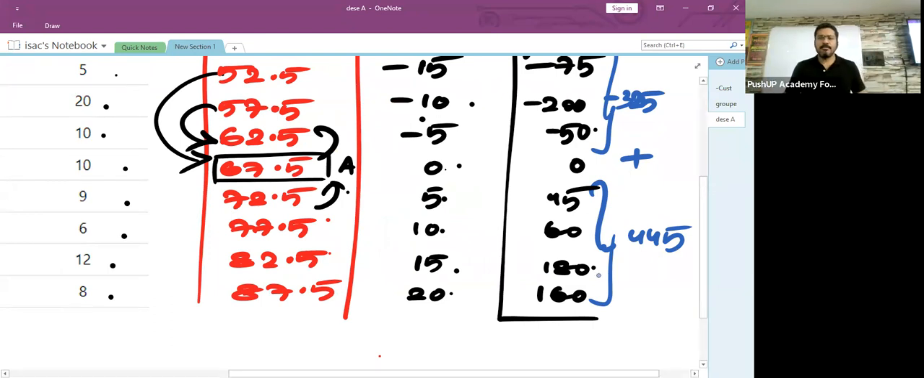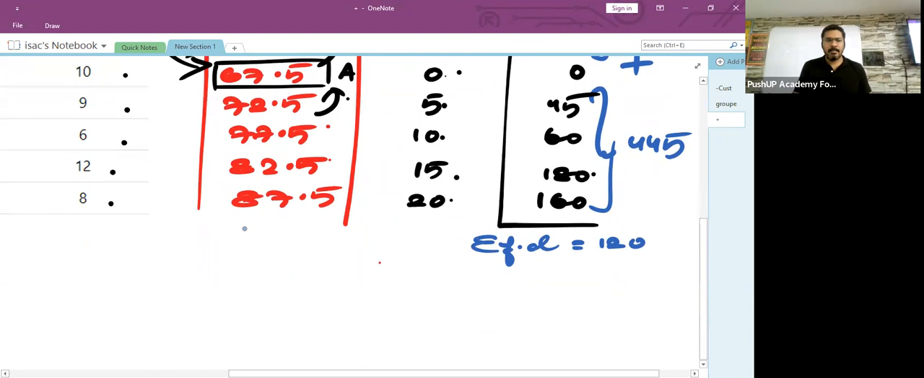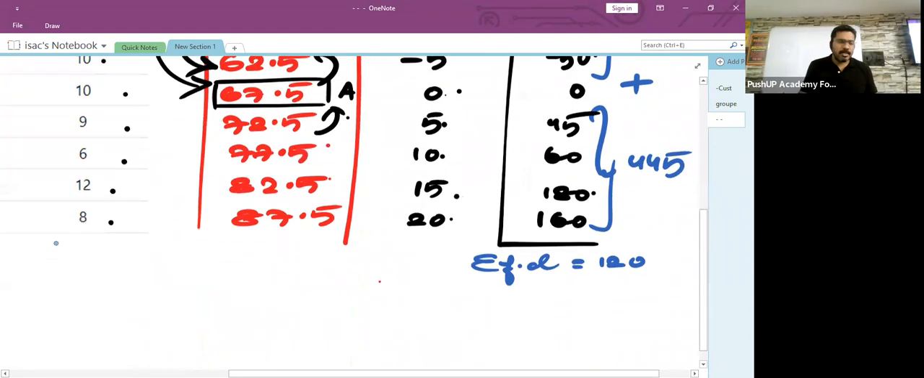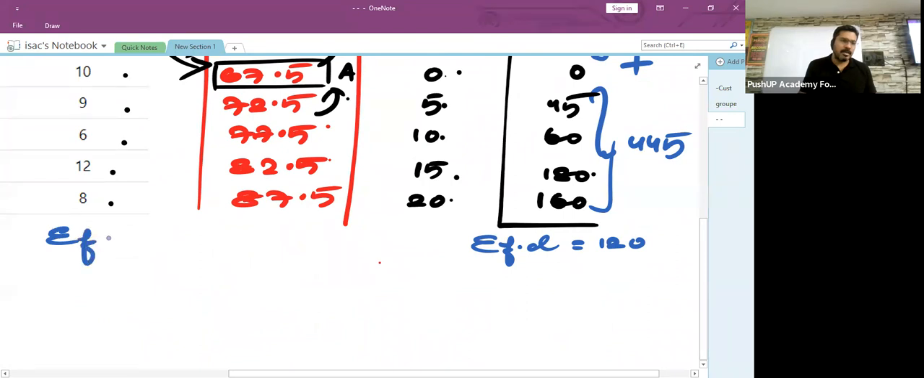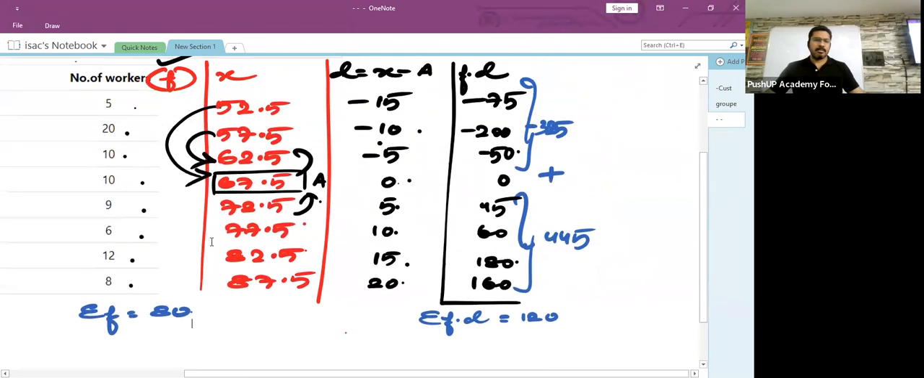Yeah. How much is 445 minus 380, 325? 120. Very good. So children, I can write here sigma f into d is equal to 120. Okay. Then I think we did not find what is sigma f. Sigma f is equal to 80. Okay, very good.